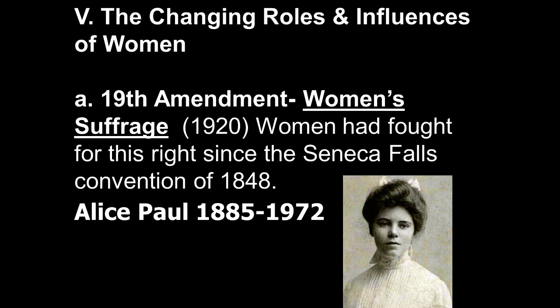All right, the changing roles and influences of women. So the 19th Amendment, which is passed after Prohibition, granted women's suffrage. Women had fought for this since basically the Seneca Falls Convention in 1848. So when you took U.S. 1, you talked about this. There's Alice Paul, 1885 to 1972. She's basically credited with a lot of the idea of women's right to vote, that kind of stuff.